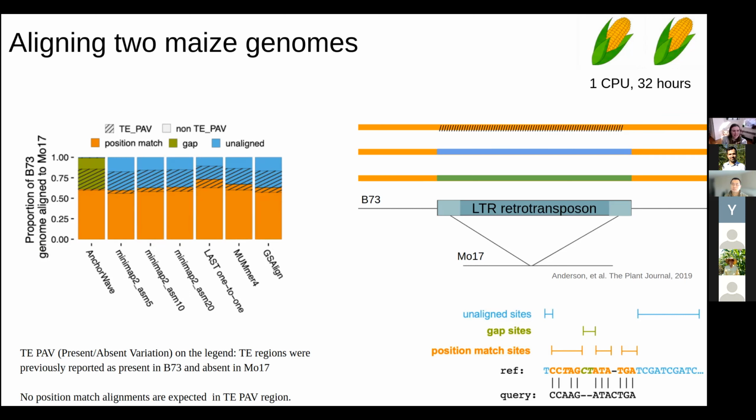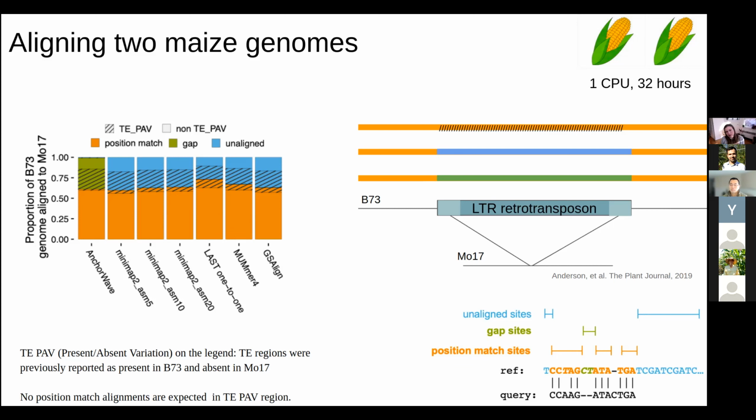This is in line with what we expect based on what we know about the structural diversity between maize genotypes. The major difference we can see between AnchorWave and the other aligners is the proportion of the B73 genome that's not aligned as position match. In AnchorWave, these are aligned as gaps, whereas most of these other aligners are reporting these as unaligned sequence. I'm going to highlight why this can be important now, focusing over on the right by using an additional data set to give us information about this.